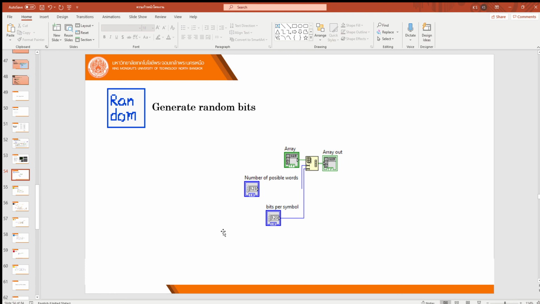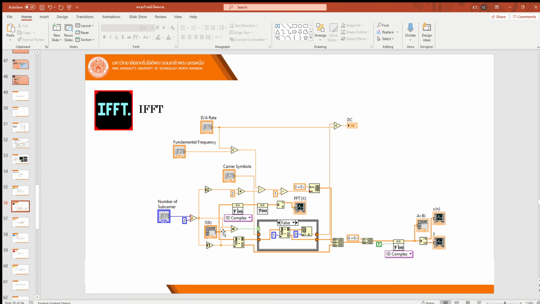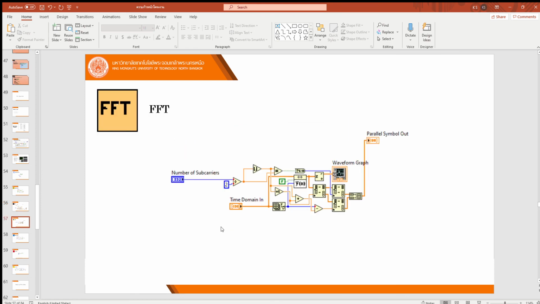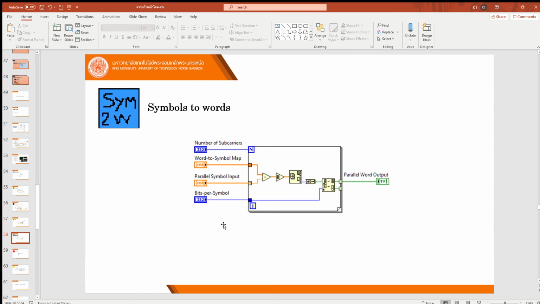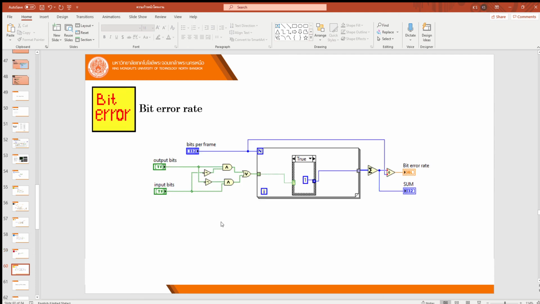So this is the block diagram that we use for the random bit generation. This is the mapping to symbol. This is the IFFT, and this is the FFT. Then we have symbol to word, and then we have the output bits, and this is the bit error rate that we calculated.